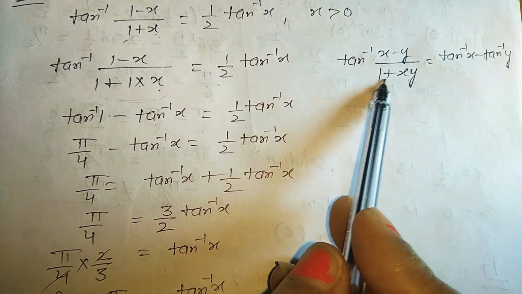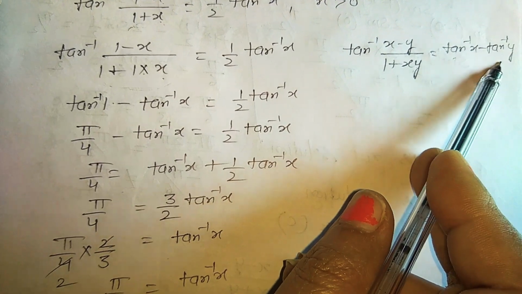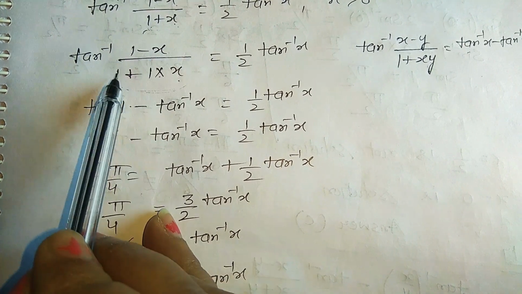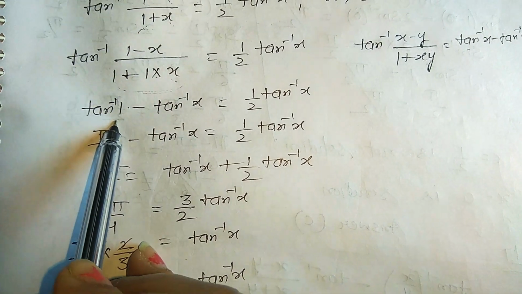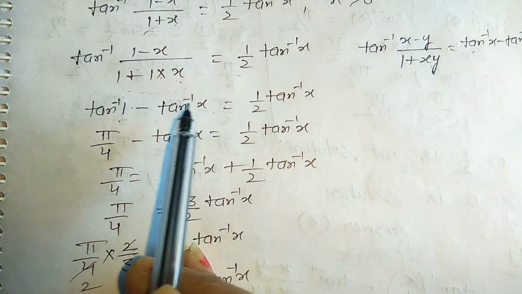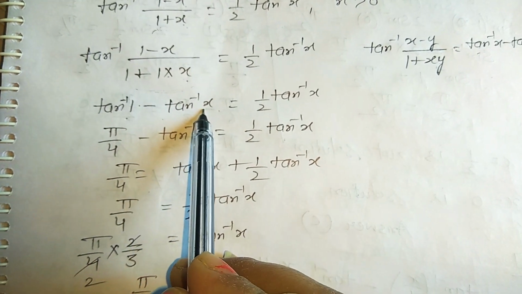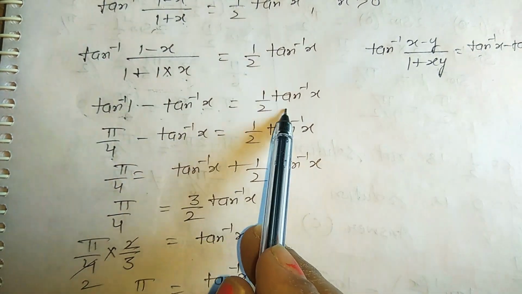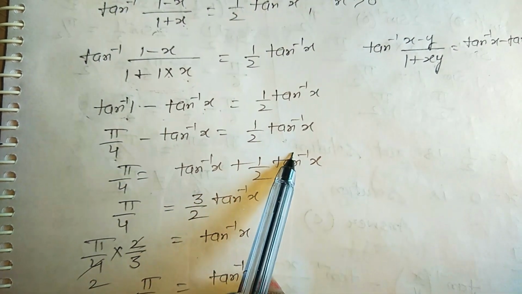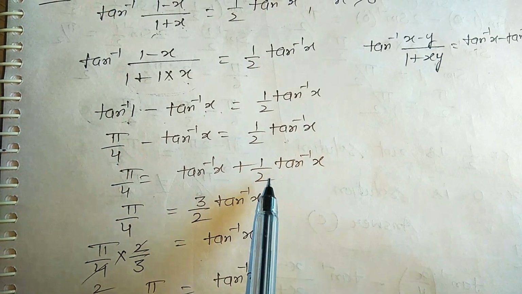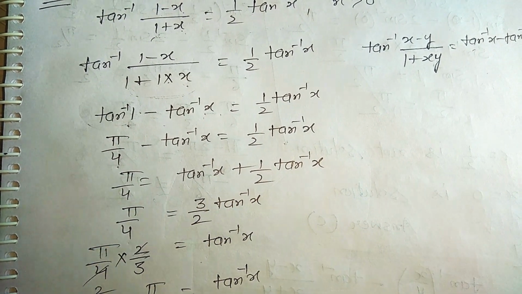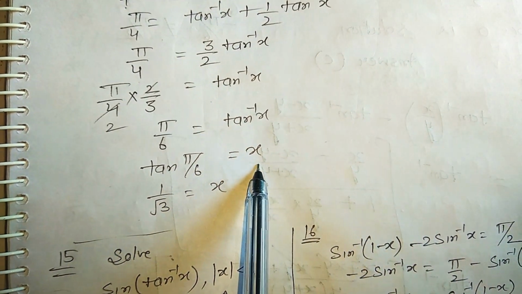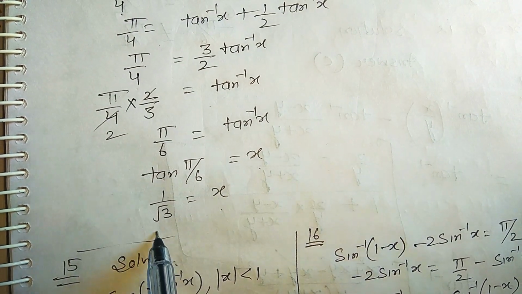And this is the formula: tangent inverse of x minus y upon 1 plus xy we can write as tangent inverse x minus tangent inverse y. Here x is 1, y is x, 1 plus xy. So we can write tangent inverse 1 minus tangent inverse x. And we know that tangent inverse 1 is pi by 4, minus tangent inverse x is equal to half of this. We will take it to that side. It will be 1 plus 1 by 2, 3 by 2 tangent inverse x is equal to pi by 4. So after solving, we will get x is equal to tangent pi by 6. Then x will be 1 by root 3.